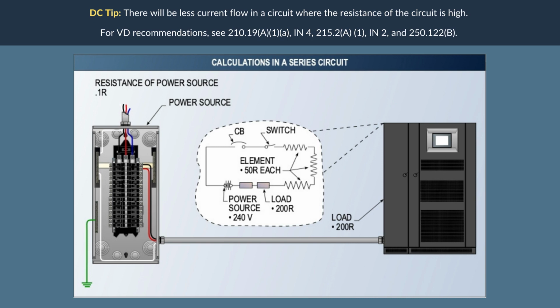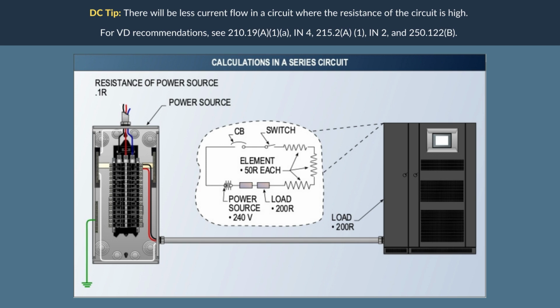If current flows through a resistance, the voltage across the resistance is equal to the product of the current and the resistance. For example, the voltage in the circuit is called the IR drop, and the IR drop in a complete circuit is equal to the voltage of the supply source.